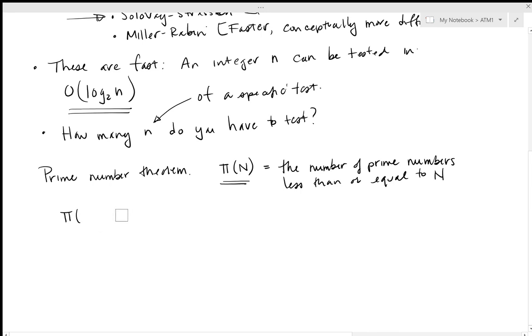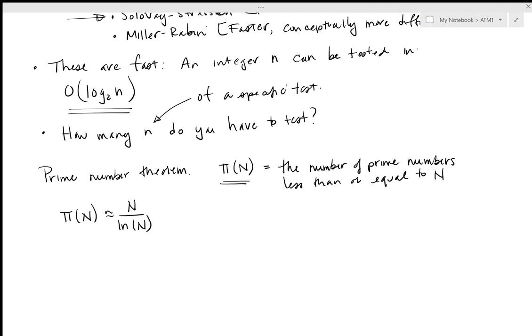It doesn't give an exact number, it gives an estimate. And that estimate is that it is approximately n over the natural log of n. This would be a good theorem to spend a little bit of time thinking about, maybe read the Wikipedia article about, at least the first little bit, and put it into your mind what this graph looks like and what this means, because this is one of those big ideas in number theory.